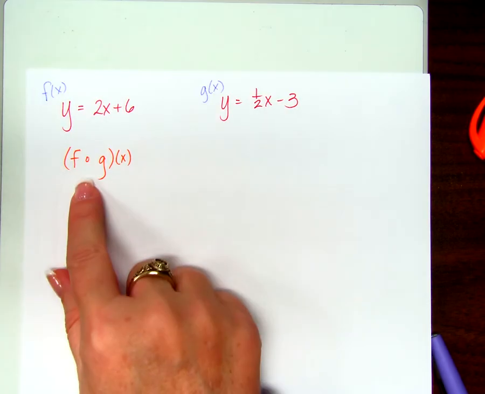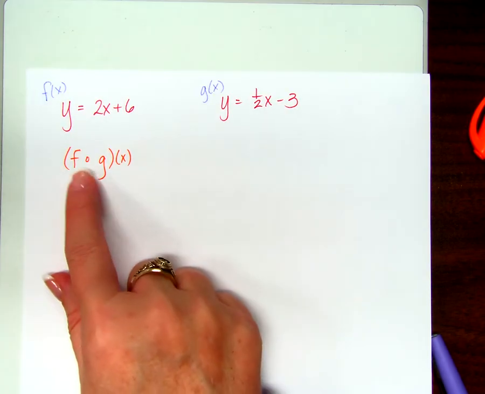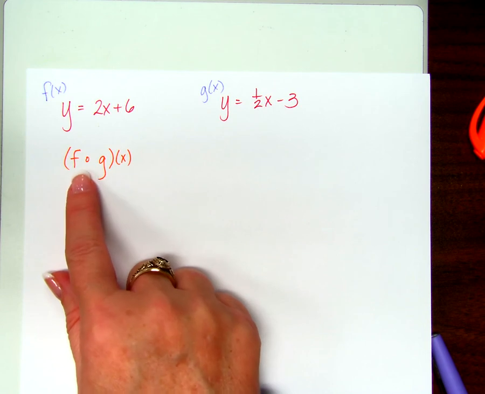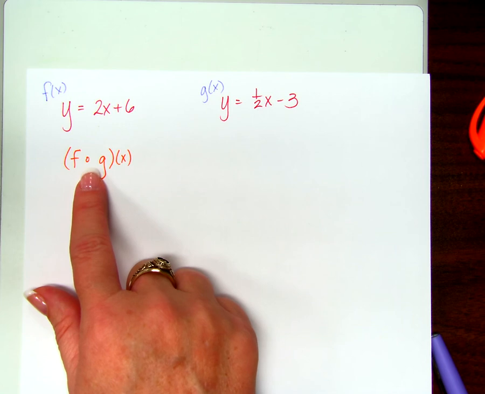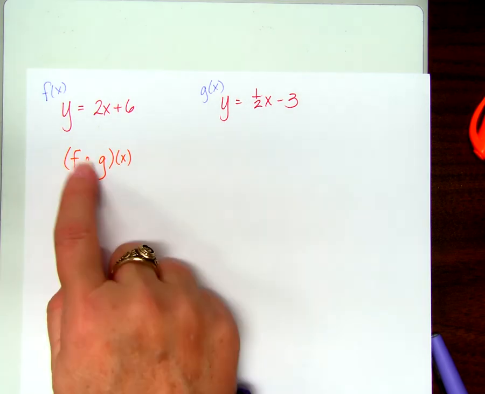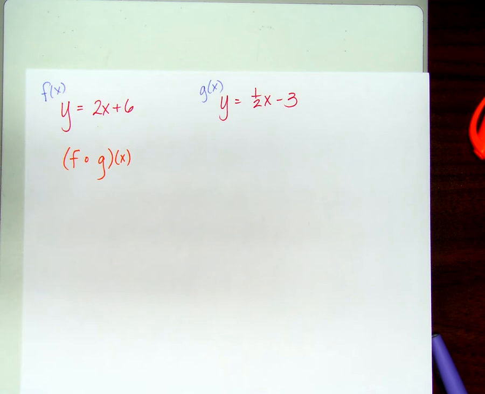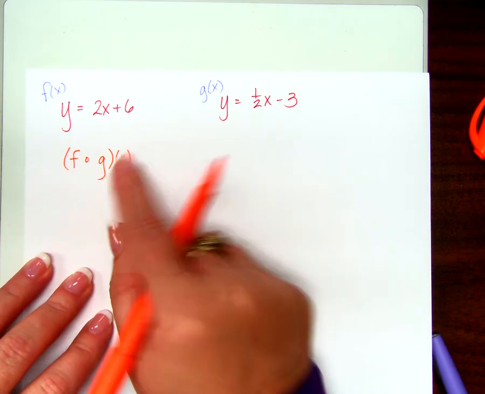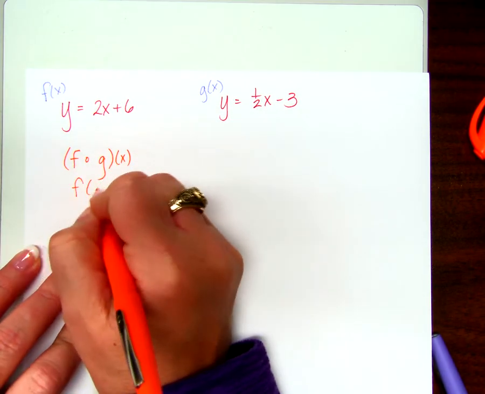Now, I need to be very clear, this does not say f times g. It also doesn't say fog, even though it looks like fog. But I have to be honest, a lot of times when we talk about this, we talk about fog. Not the actual fog, but this right here. Okay? Because what this means is f of g of x. Another way to write it is like this.